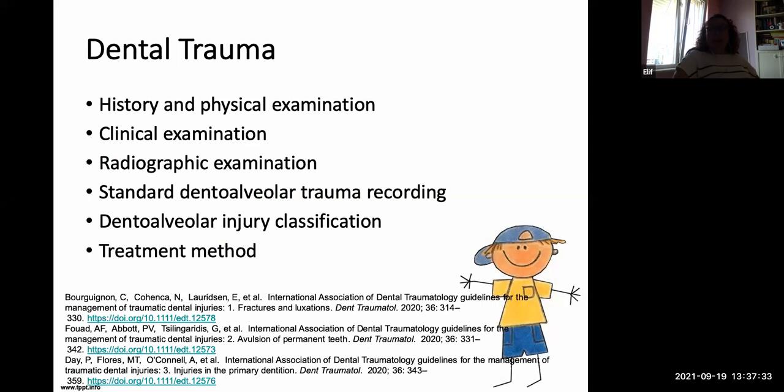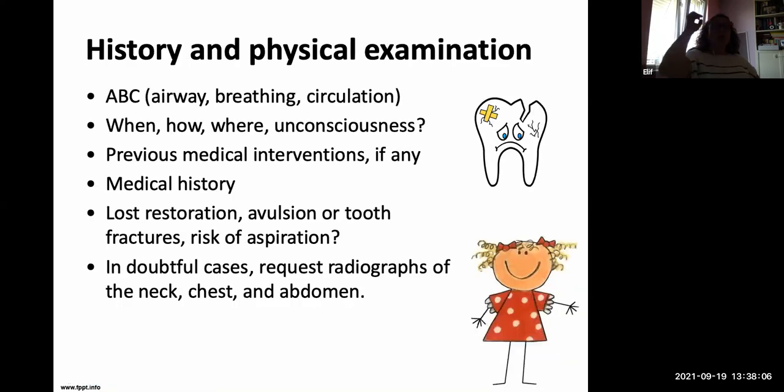The most common cases we face in the emergency clinics are dental trauma. Today, I will tell you in detail about the trauma in primary teeth. So we have to take a history and physical examination, clinical examination, radiographic examination, and recording is also important. We have to think about the injury classification and treatment method clearly before any intervention to the trauma patient.